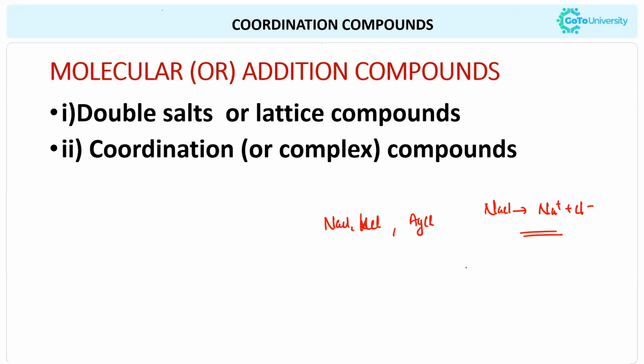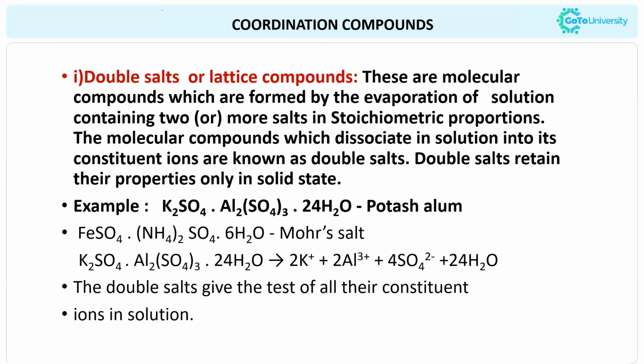But if you come to the molecular or addition compounds, we have two more types of compounds. They are double salts and coordination compounds. Usually the double salts are also called lattice compounds. Double salts are different, and coordination compounds are also different. Molecular addition compounds contain different kinds of ions or species. Double salts are molecular compounds produced by the evaporation of a solution containing two or more salts in stoichiometric proportions.